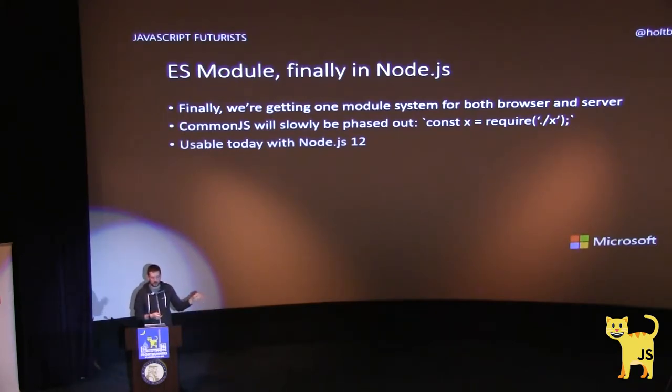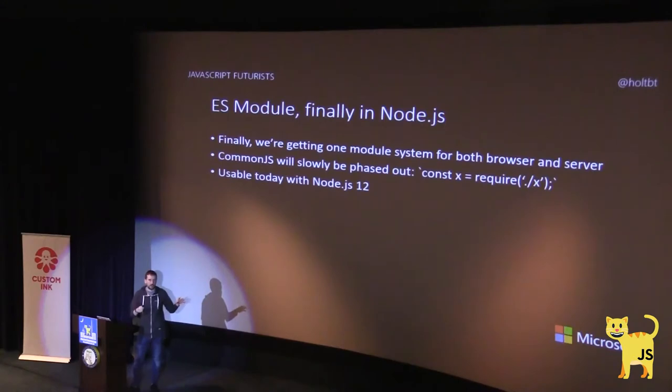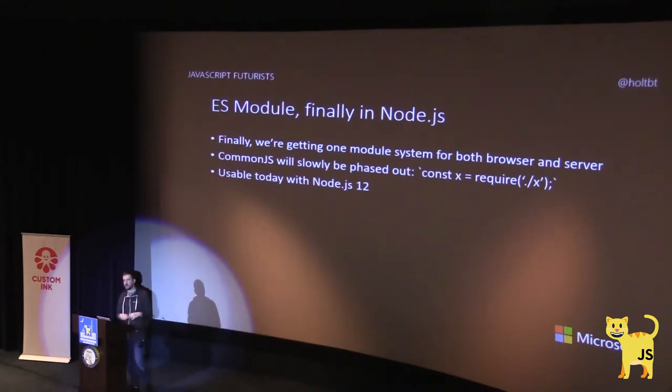So we got that for the browser, and now we have this weird state where we're supposed to be writing ES modules for the browser, but you still kind of have to use CommonJS for Node. As of Node 12, you're going to be able to do import x from something, and Node will natively understand that. I am so excited about that. That works today if you download Node 12 and use --experimental-modules, oh my god, everything's on fire, then it works. I am very, very excited about that.